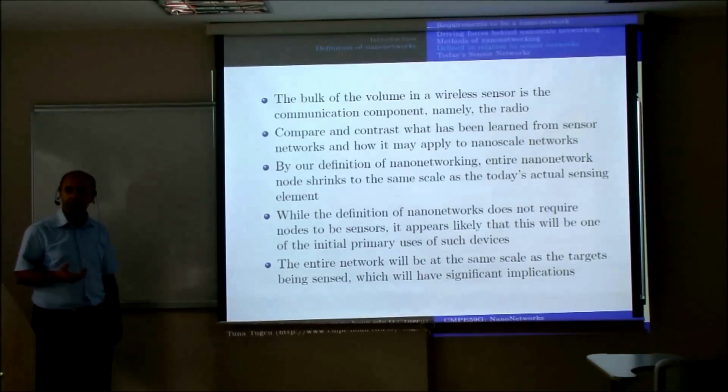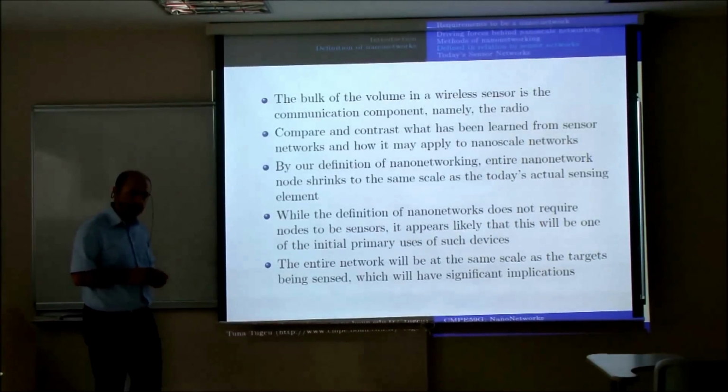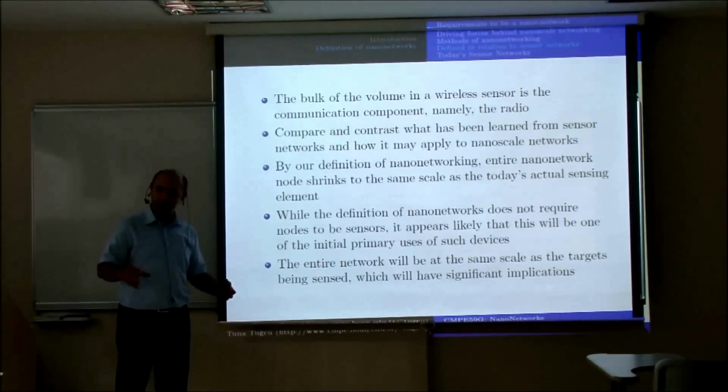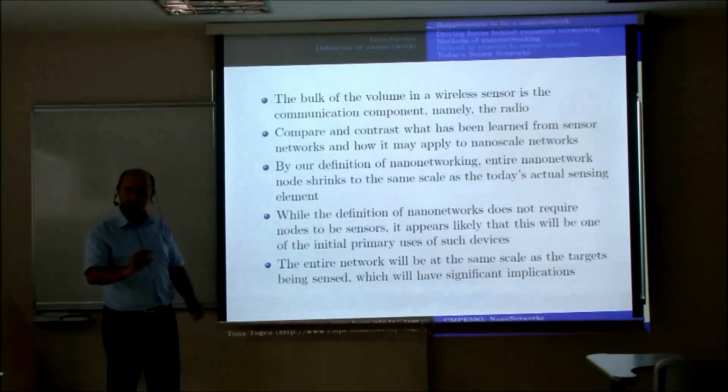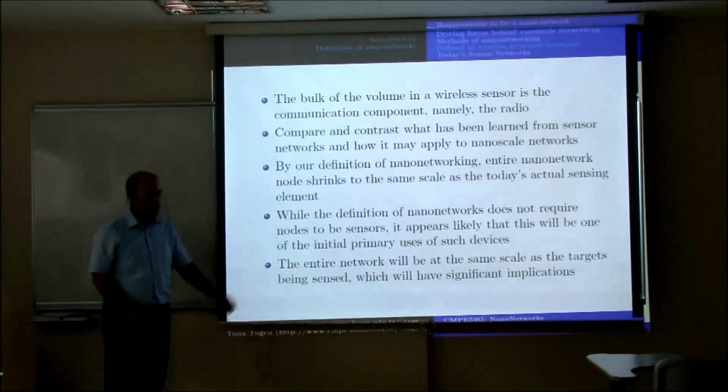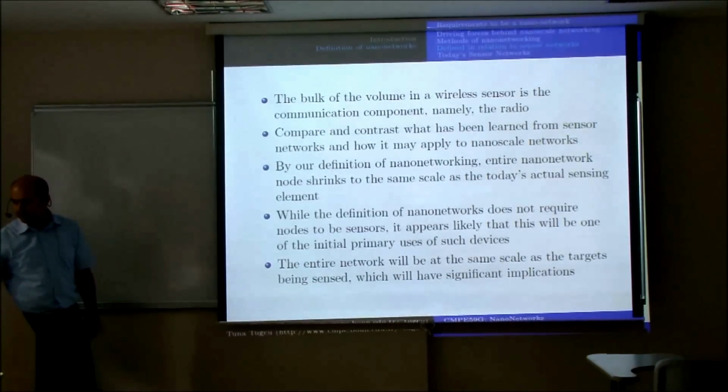That's very important. If you're trying to sense something going on at a very small scale, but your device is huge, you will not be able to sense it. But when you go to nanotechnology, now you're at the same scale, so you can do it in a more effective manner.